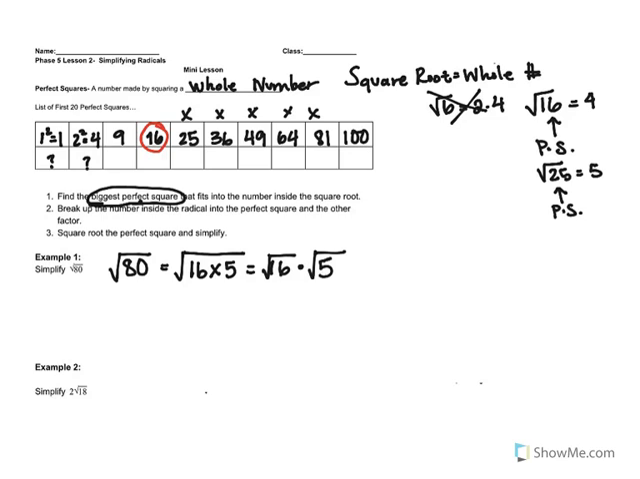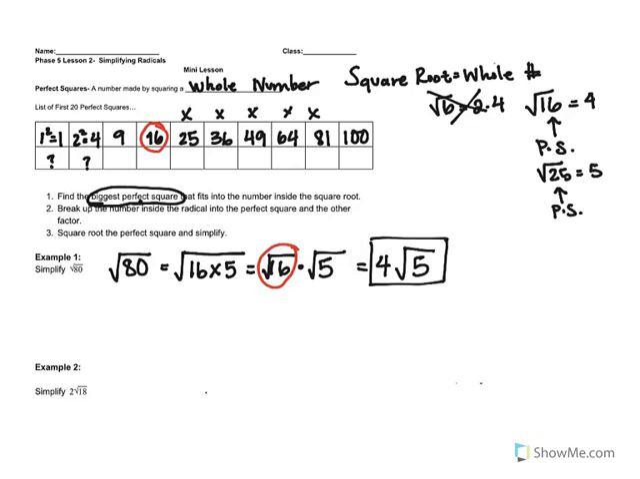Now, we already know that 16 is a perfect square, so we're going to be able to simplify this over here. And that's actually the square root of 16. Even if you do it in your calculator, you're going to see that it's actually 4, because that's the fourth perfect square. So I can turn radical 16 into 4, and I'm left with the square root of 5. So radical 80 simplified is simply 4 square root 5.